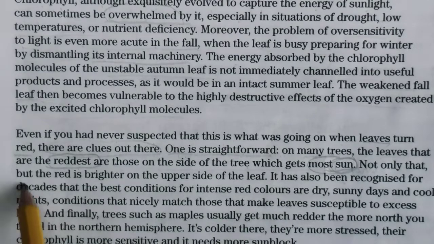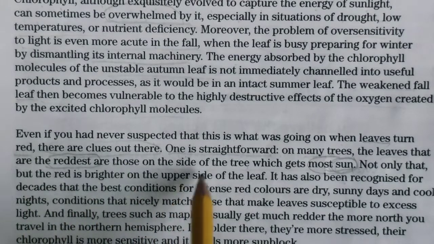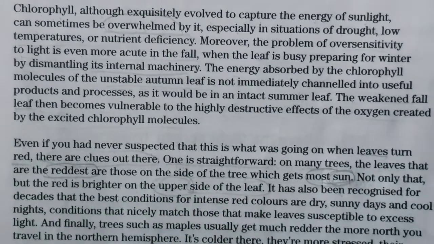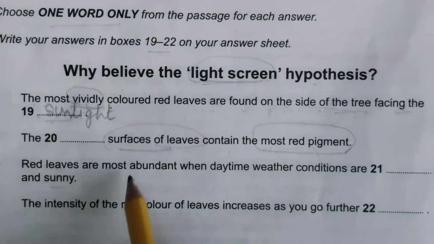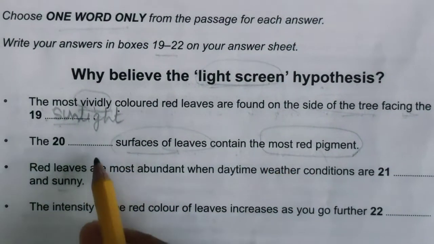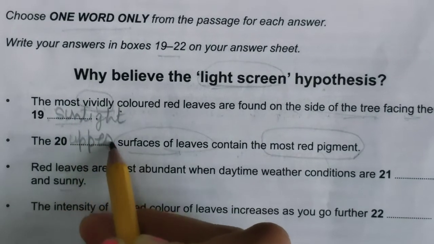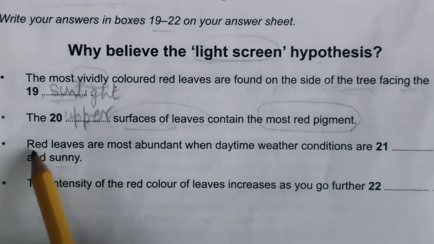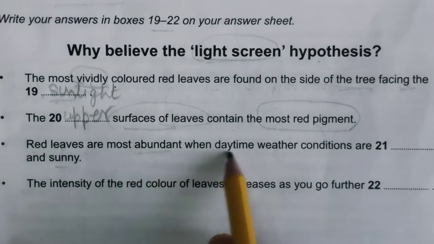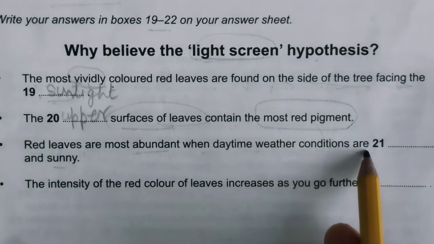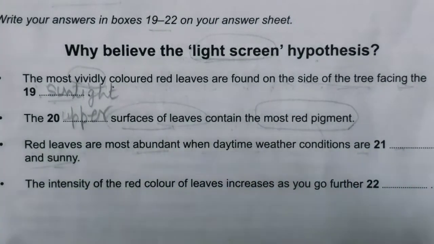Only sun is there. Yes, from here we could find the first answer. Not only that, but the red is brighter on the upper side of the leaf. Okay, side, they are talking about leaf or leaves, so the answer we will be putting here is upper side of the leaf. So see, you have to just match the words as well as the meaning. So here I can just write upper. So next is red leaves are most abundant when daytime weather conditions are dash and dash.